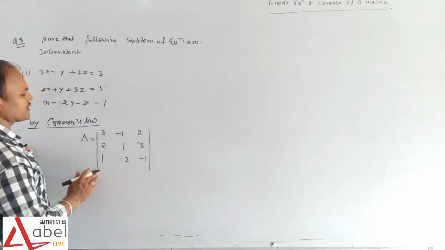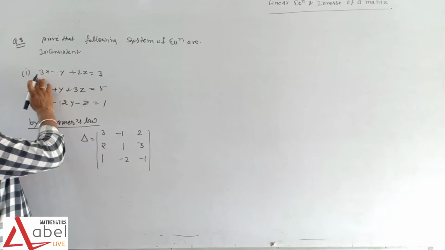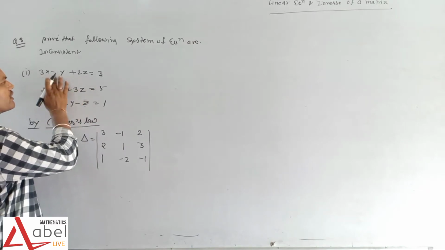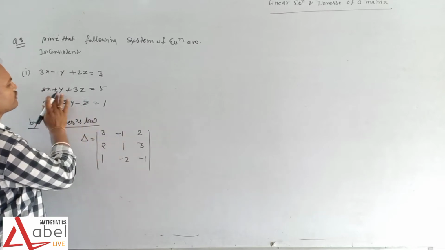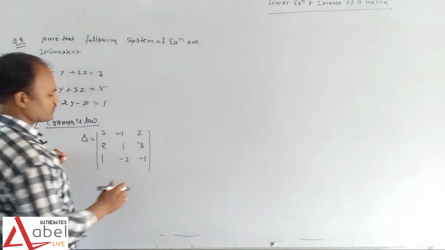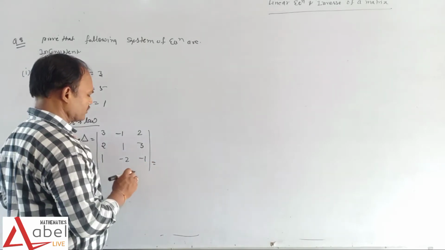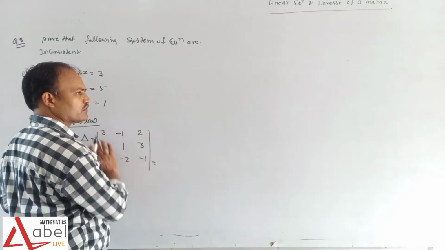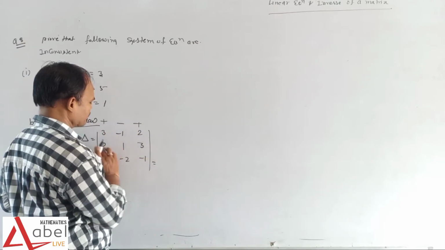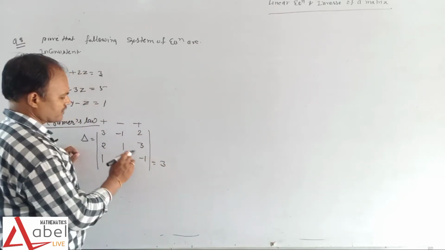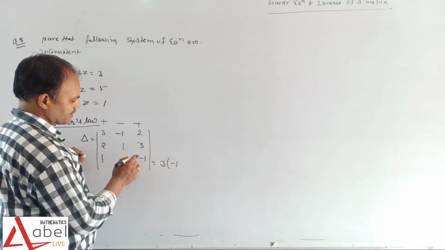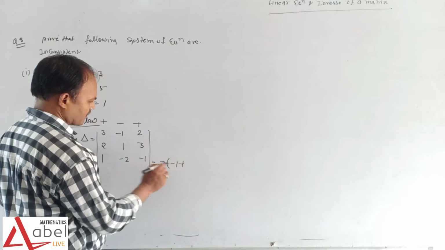When we are taking the value of delta, just take the coefficients of x, y and z. So it is 3, minus 1 and 2, then 2, 1 and 3, and 1, minus 2 and minus 1. When we solve this determinant, the signs are plus, minus, plus. So it is plus 3, take it, minus 1 times, multiply this by this and this by this, so it is plus 6.